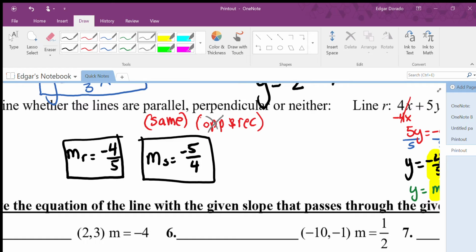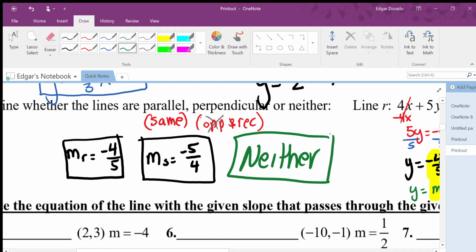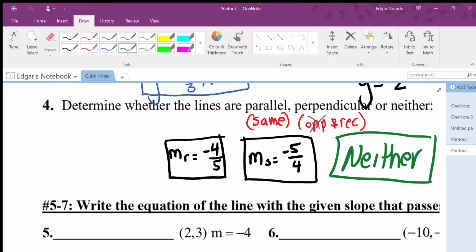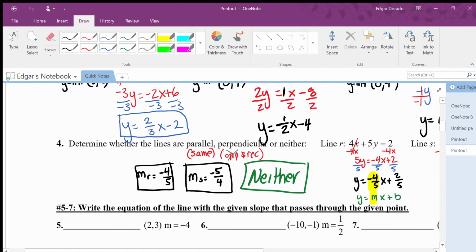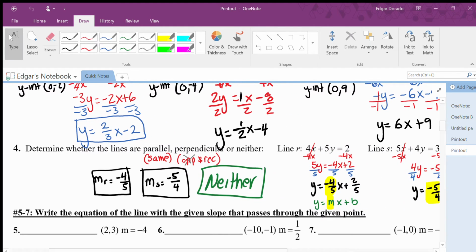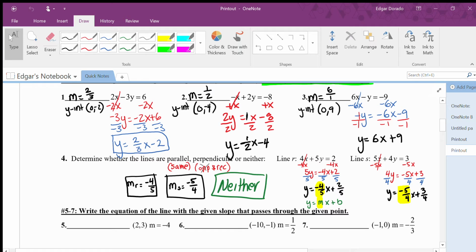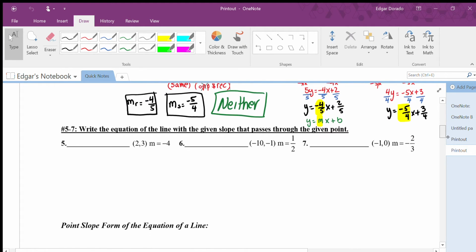So in this case, we actually have neither. They are not the same and they're not opposite reciprocals, so our answer is neither. Okay. So hopefully that made a little bit more sense now that we took a quick look at both of those slopes to determine that neither of those are parallel or perpendicular to one another.